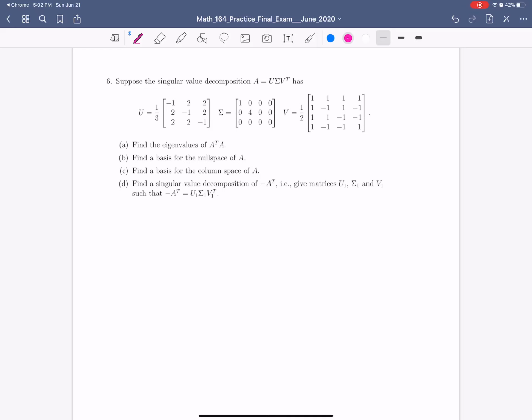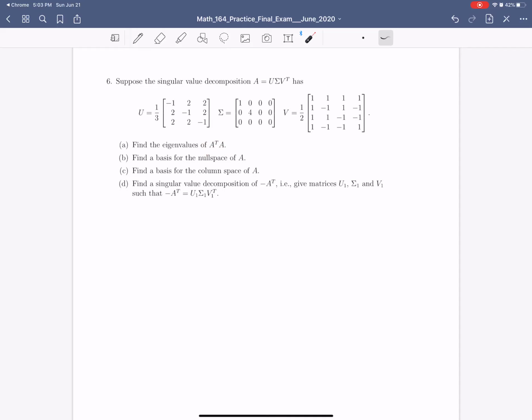So, the eigenvalues of A transpose A. I actually solved this as one of the examples. We know that the singular values of A, 1 and 4, are the square roots of the eigenvalues of A transpose A. So you know that 1 squared and 4 squared are eigenvalues. The question is, how many eigenvalues does A transpose A have? To answer that question, you have to see what is the size of A transpose A.